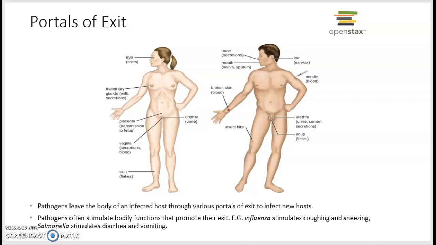Pathogens often stimulate bodily functions that promote their exit. For example, influenza stimulates coughing and sneezing. Salmonella bacteria stimulate diarrhea and vomiting. Influenza enters a new host through the mouth, and salmonella is typically spread through GI transmission.